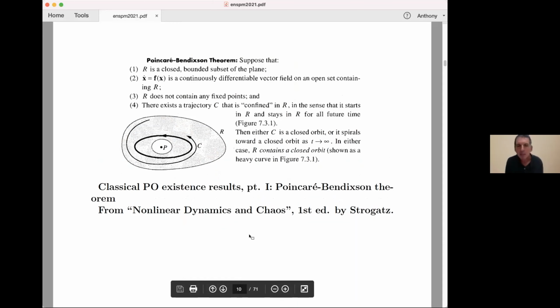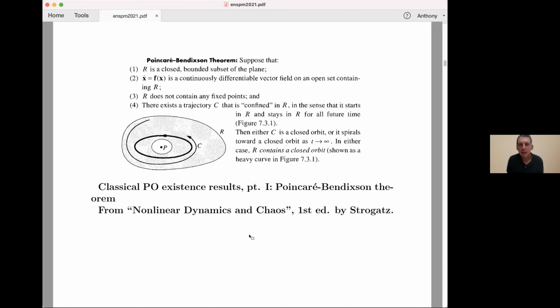The famous theorem in this case in 2 dimensions is the Poincare-Bendixson theorem, which says that if R is a closed bounded set of the plane, x dot = f(x) is a differentiable vector field on an open set containing R, and R does not contain any fixed points, then there exists a trajectory that's confined in R, in the sense that it stays in R for all future time. Then you can show that either C is a closed orbit or it spirals towards a closed orbit. So in either case, R contains a closed orbit. The basic idea is you either have fixed points or closed orbits.